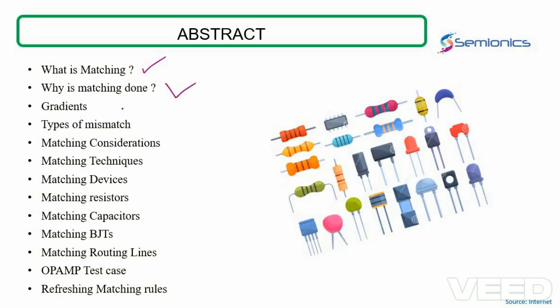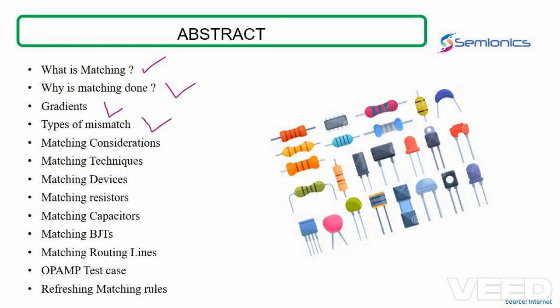And then there is a term called gradients. So what exactly are these? While fabricating, or when we are doing the layouts, there are certain parameters which impact the behavior. We call them process, temperature and stress. So these are the three gradients which we will be talking about.